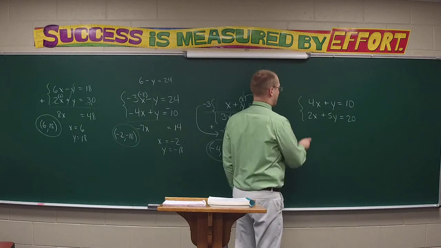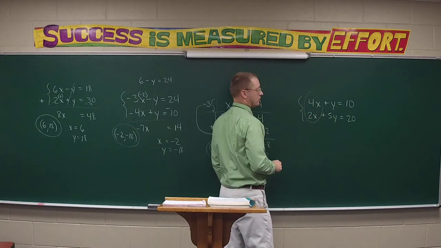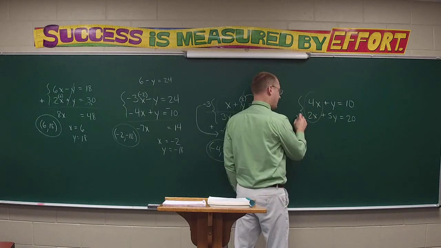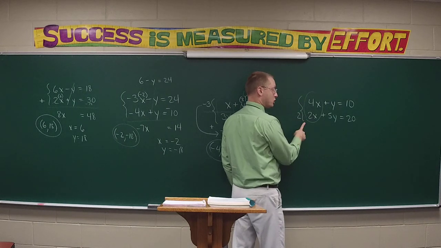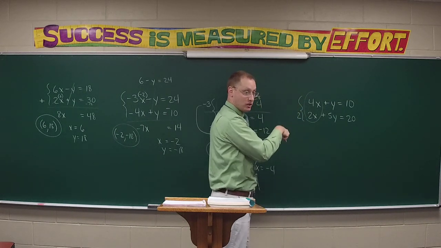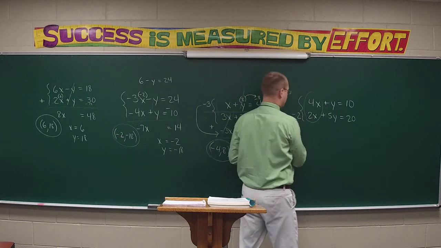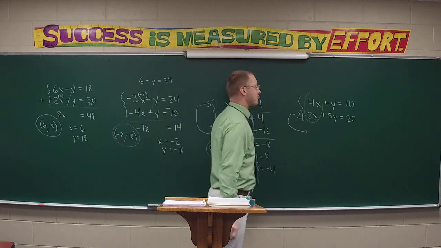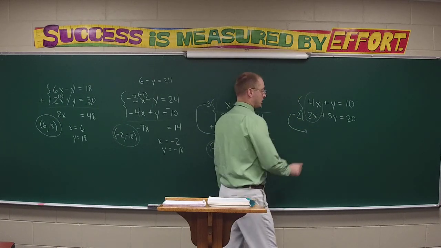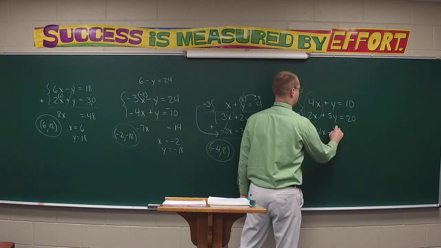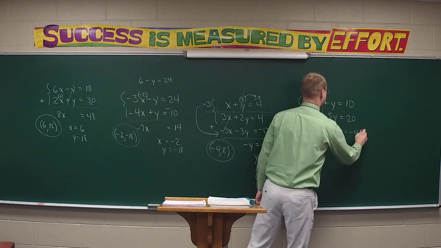To get rid of the x, I need to multiply the bottom by -2. Again, I would argue multiply by a 2 and then figure out which one's better to change the signs in, but you could multiply by -2. What does my lower equation become if multiplied by -2? -4x minus 10y equals -40.